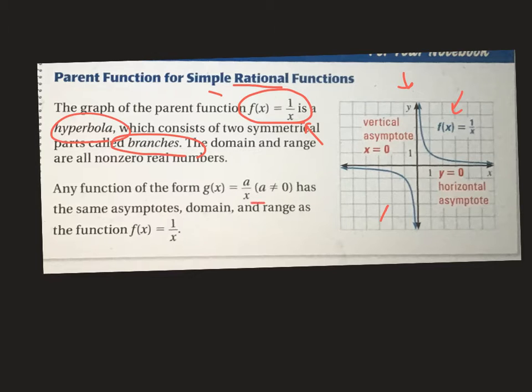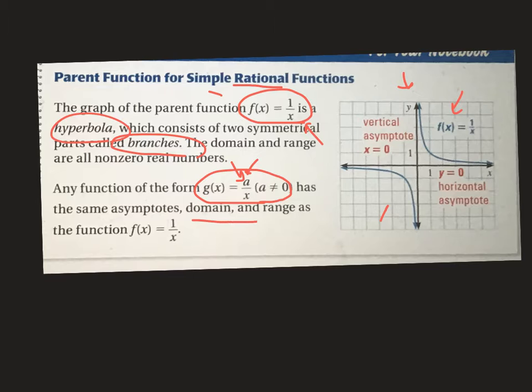Any function of this form, a over x, remember, that sure looks like inverse variation to me. The graph looks like that. Remember, direct variation is just a line. Inverse variation is a hyperbola. So no matter what number's on the top, the graph's going to look similar. The only difference is it may be a little steeper or flatter, or it's a vertical stretch or shrink, depending on what that number on the top is.